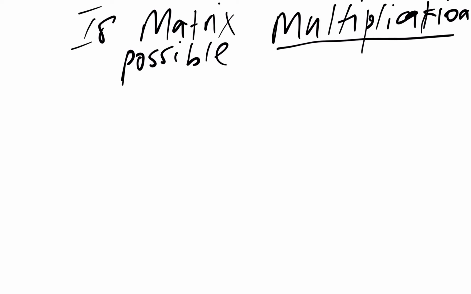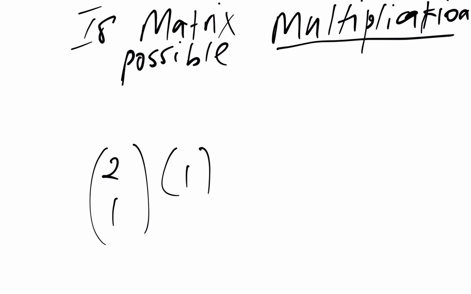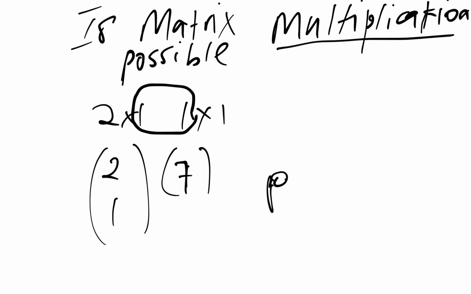Maybe just one last example. 2, 1 and, let me just say, 7. Is it possible or not? It is possible. Why am I saying that? This one is a 2 by 1: the first one has 2 rows, 1 column. The second one is a 1 by 1. So these two numbers are the same. Hence, matrix multiplication is possible.